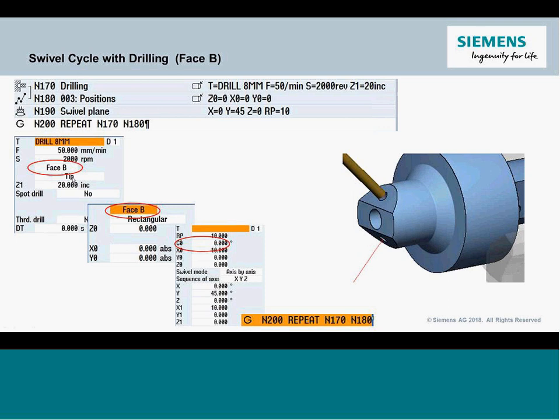Whenever I want to do milling or drilling on an inclined plane, where I'm using the B axis at a position other than 0 or 180, I use the B option. But with that, I need to have created a swivel plane. So we're going to choose our face B option once I've given it a swivel plane, and it will use the active swivel plane.